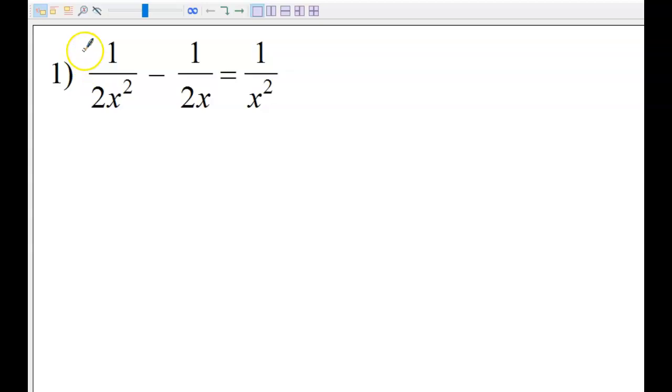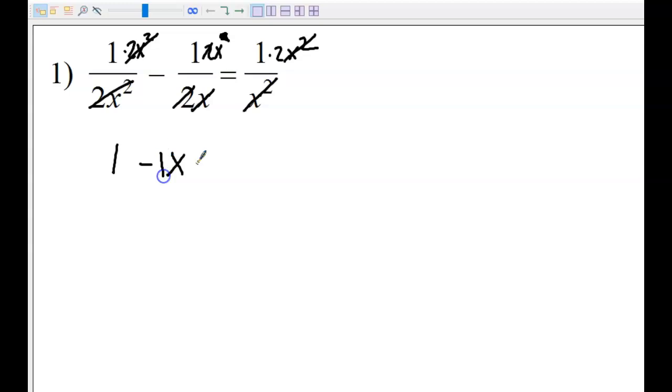So we talked about how to solve these problems by multiplying the denominators. So I'm going to start by multiplying everything by 2x squared. And in this case, these go away. In this case, the 2's cancel. And the x will take away one of the x's, so I'll be left with just x instead of x squared there. And on this one, the x squareds go away. So what I'm left with then is 1 minus 1x equals 1 times 2, which is just 2. So this is what we're left with, basically.